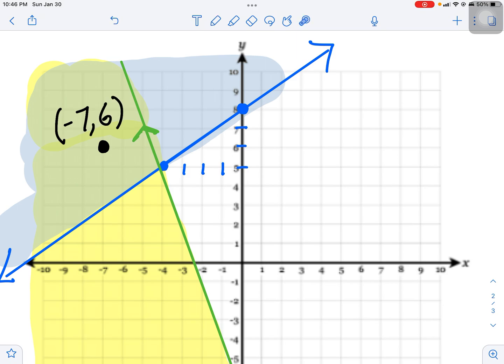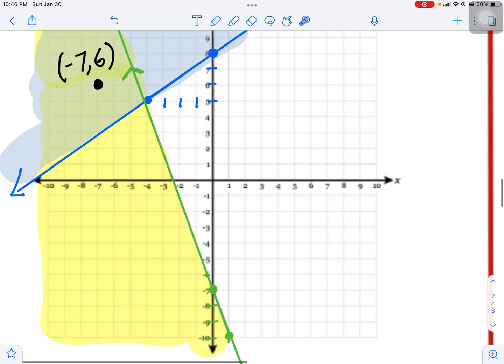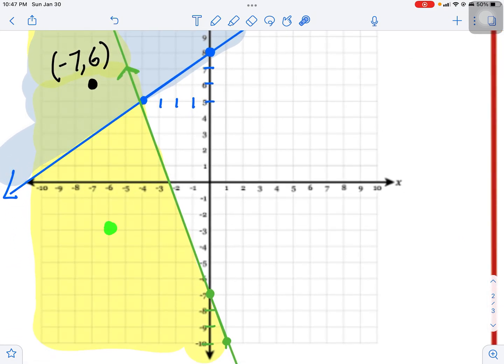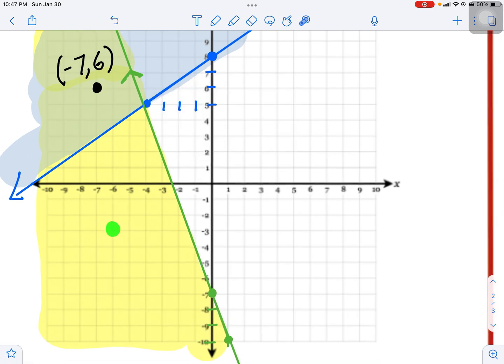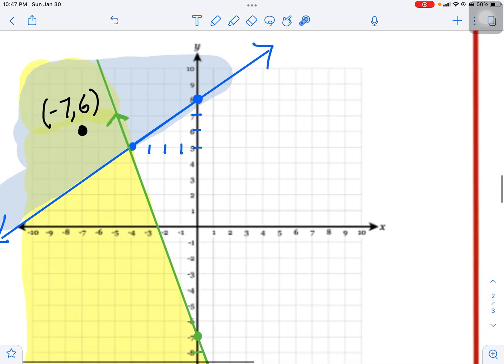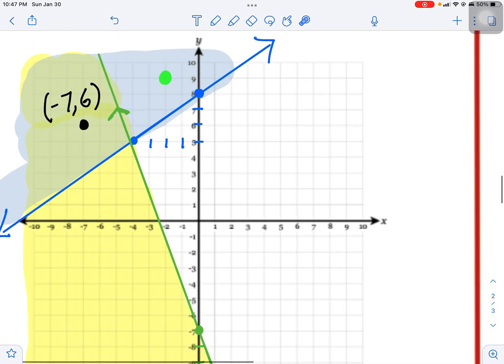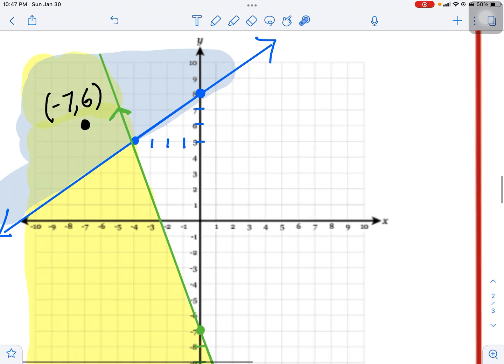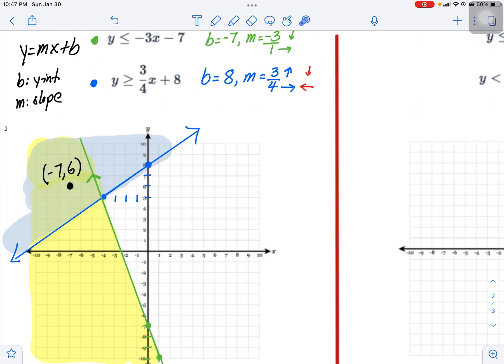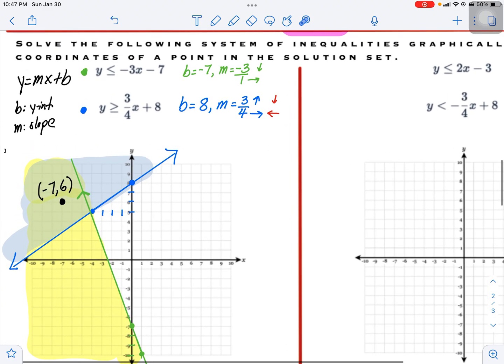That is a solution. But that is not the only solution. This could have been a solution. That could have been a solution. This could have been a solution, right? A lot of different solutions, right? This could not have been a solution because it was only in the yellow shaded area. And this one here could also not have been a solution because it was only in the gray area, right? So there we go. That is our solution set. We found a point that is in the solution set.